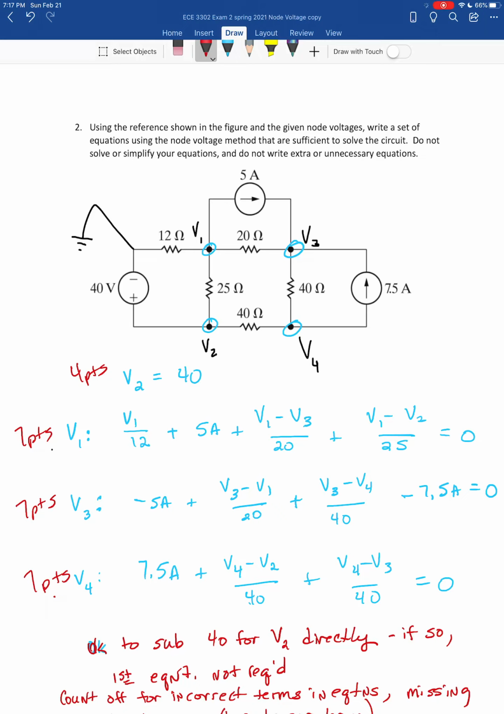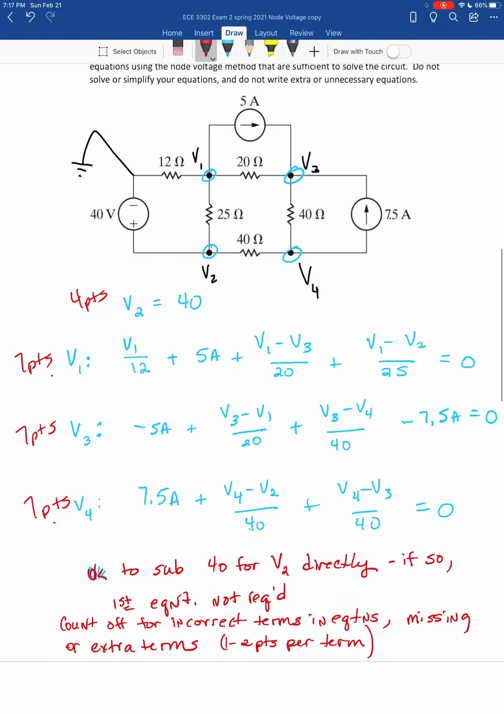Alright, the first thing you needed was the source equation that said V2 is equal to 40 volts, and that was worth 4 points. The remaining node equations, one at V1, V3, and V4 respectively, were all that required the writing of node equations. So here they are, nothing different from what we did in numerous examples in class.